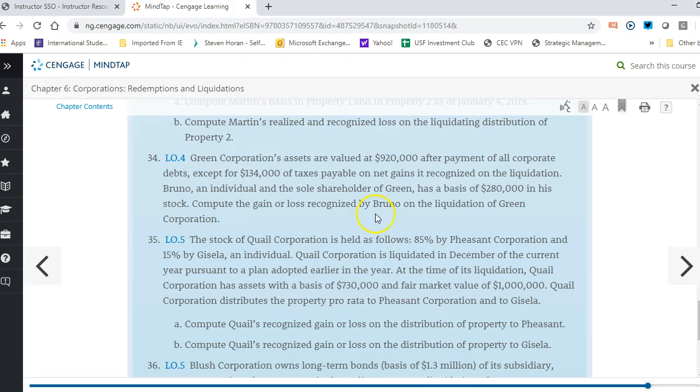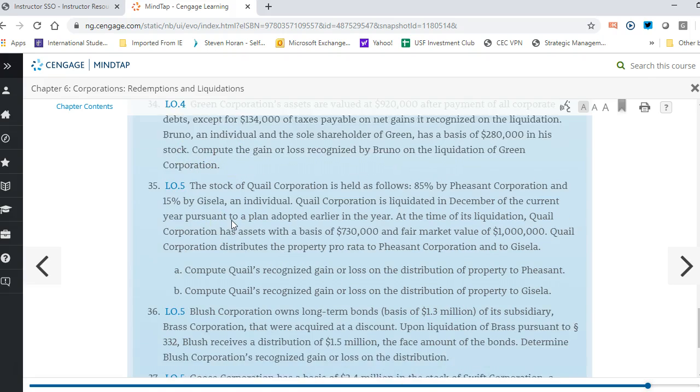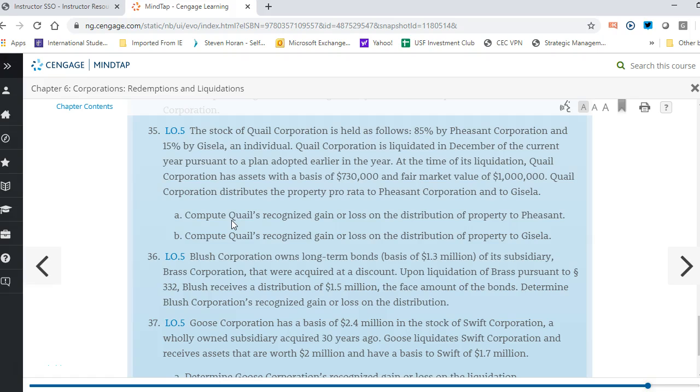And Bruno is the stockholder. Okay, so 506. Question 35 says that the stock of Quail Corp is owned as follows: 85% by Pheasant, which is a corp, and 15% by Gisela, which is an individual person.